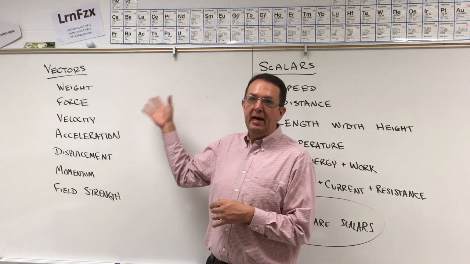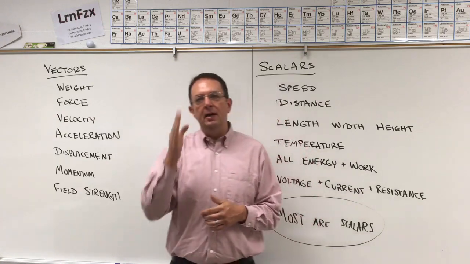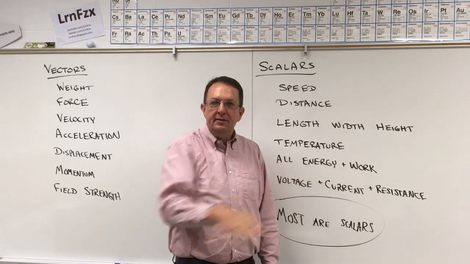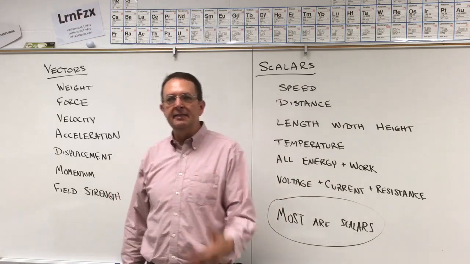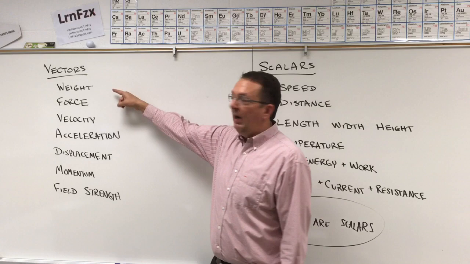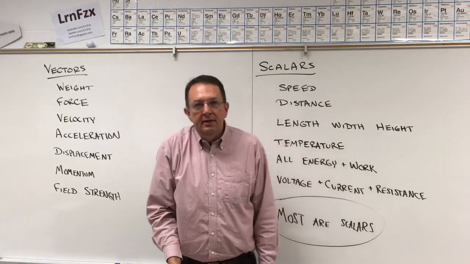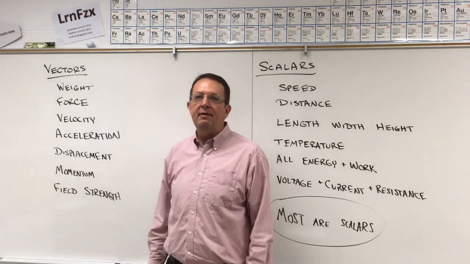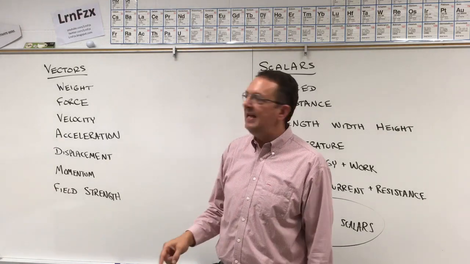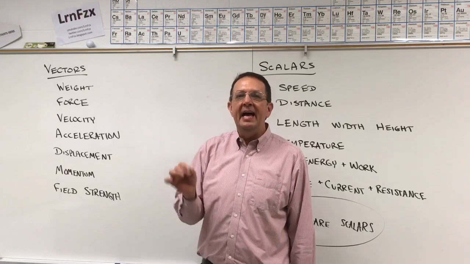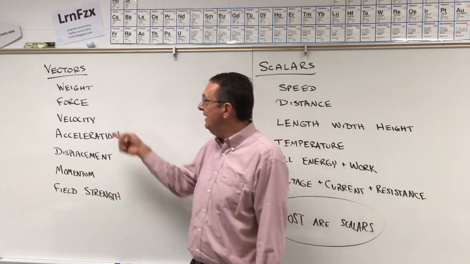Vectors have direction. They have a physical direction in space: up, down, east, west. You can point to the direction of these things in space. And weight is an example of a force. So these two are similar categories. Your weight is always down. It's the force of gravity on you or on some object, always down. Forces, you push something in a particular direction. It has a direction in space.